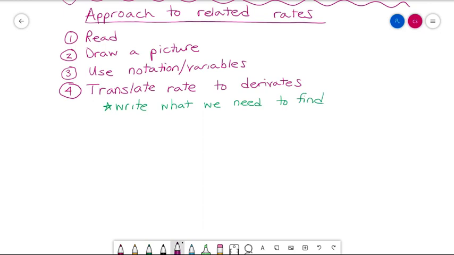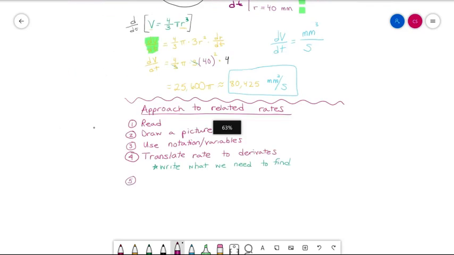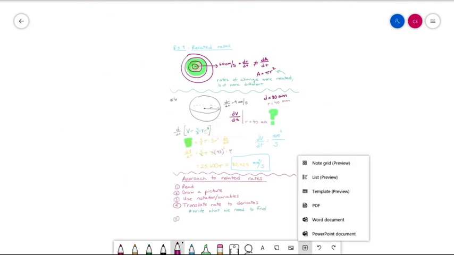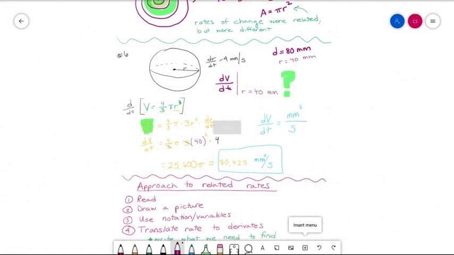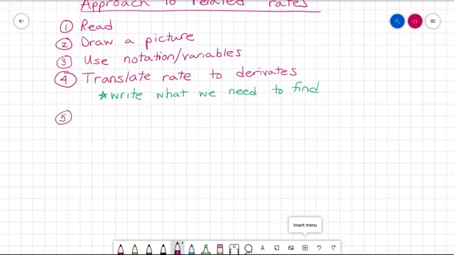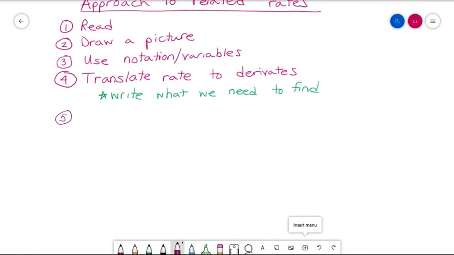Okay, and then once you have all of these variables and you know what you have to find, you want to relate the variables together. And how you relate the variables is by writing some sort of equation. Let's write an equation.